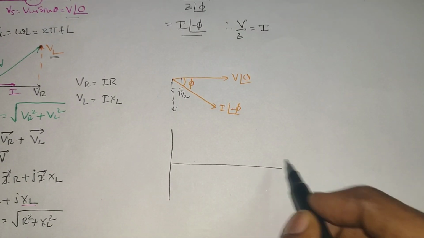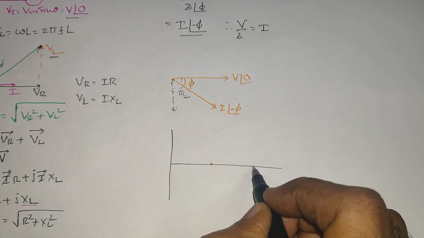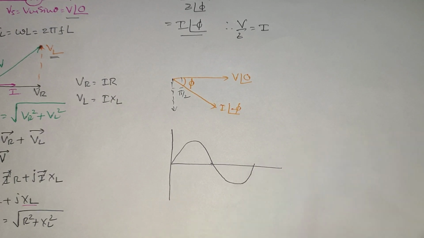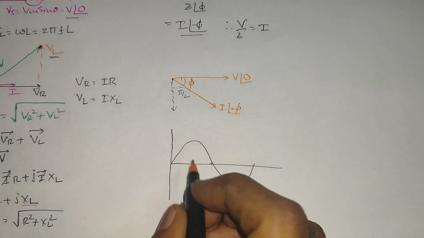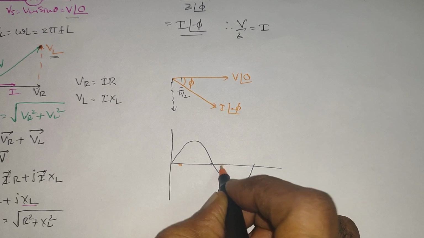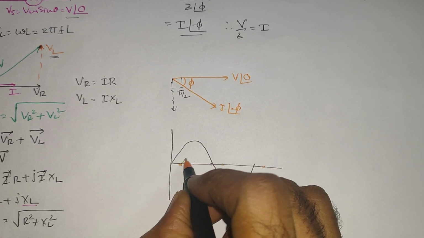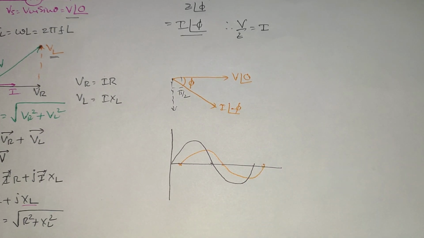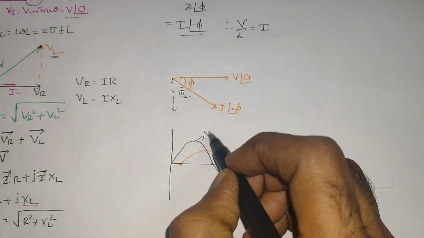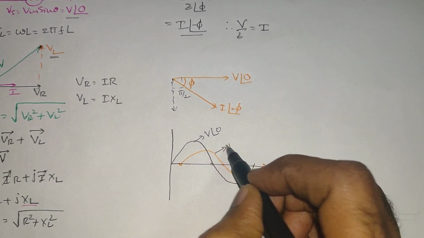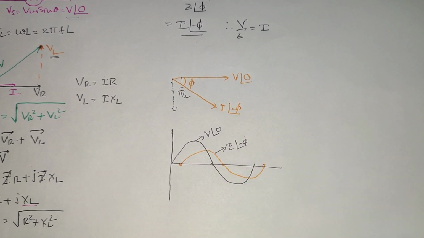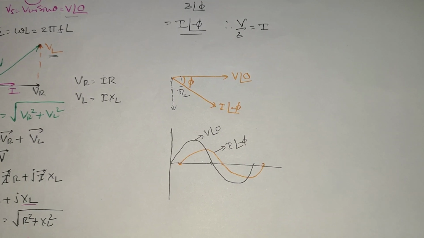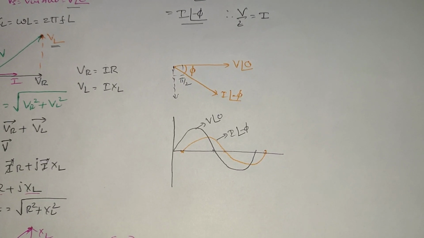So here I am writing down, this is the voltage. The current is going to lag behind the voltage by an angle of phi. So this would be our current. If this is V at an angle of 0, then this will be I at an angle of minus phi. And once we find out the voltage and current, the next thing is to find out the power.